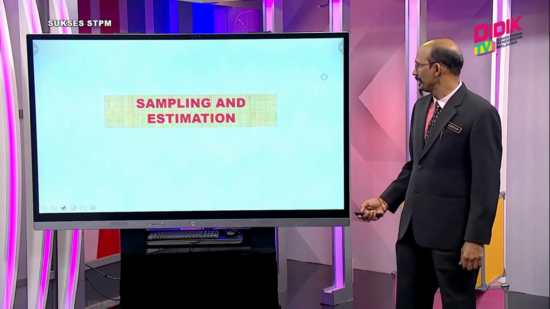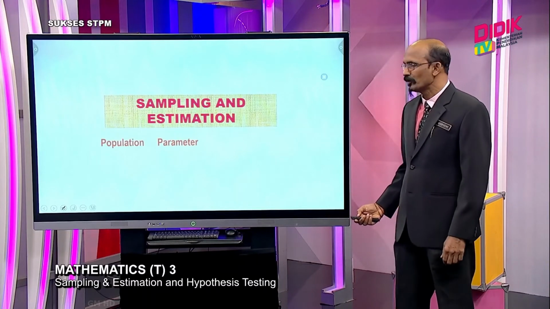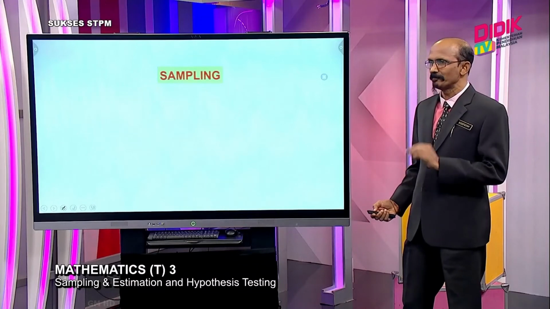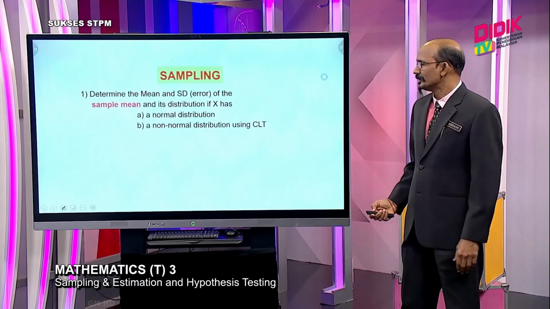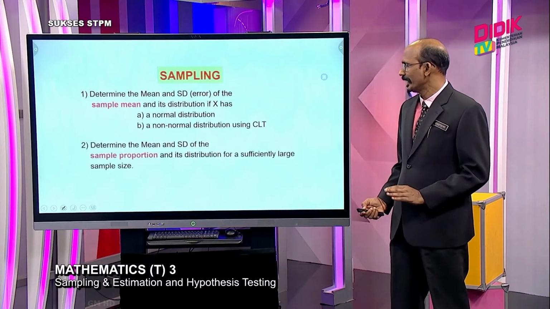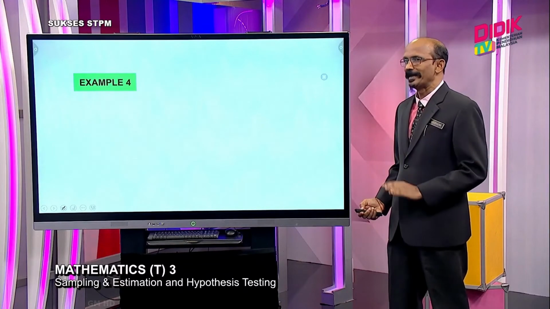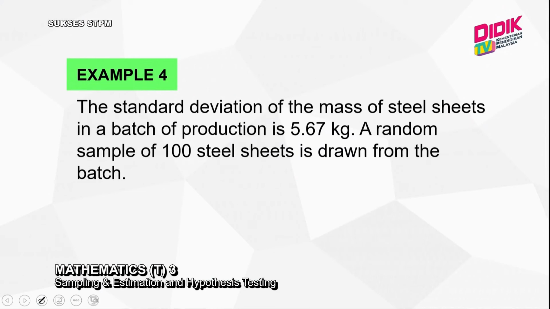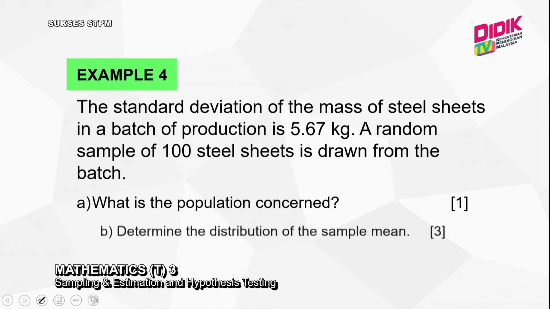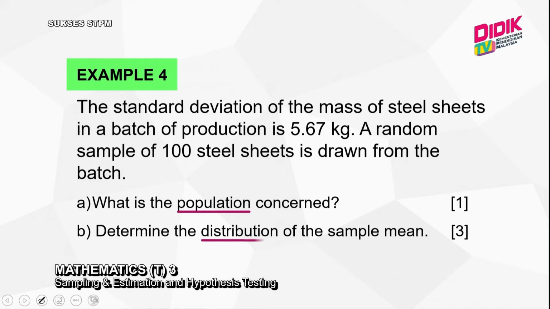For sampling and estimation, these are the terminologies which the student should be able to define in the context of the questions. This chapter has 2 main parts: sampling and estimation. For sampling, the student should be able to find and describe every aspect of the sample mean and sample proportion. Let's take a simple example. The standard deviation of the mass of a steel sheet in a batch of production is 5.67 kilograms. A random sample of 100 sheets is drawn from the batch. What is the population concerned? Next, determine the distribution of the sample mean.